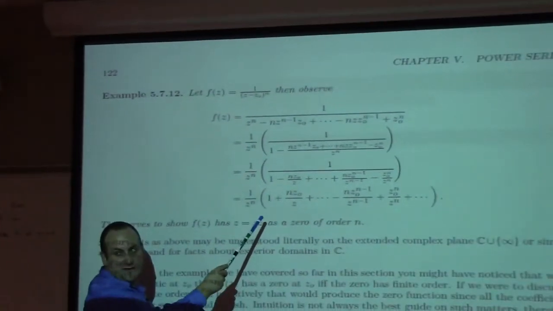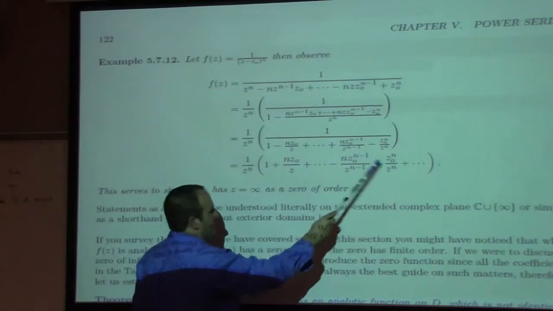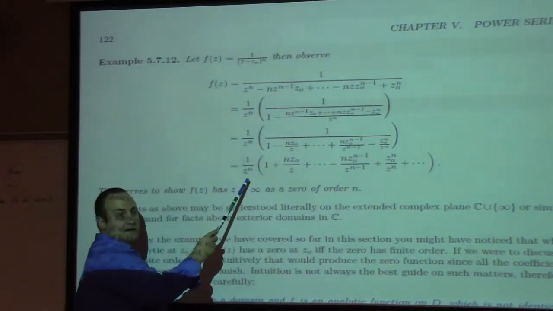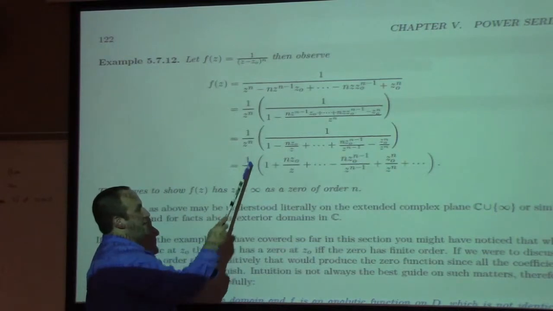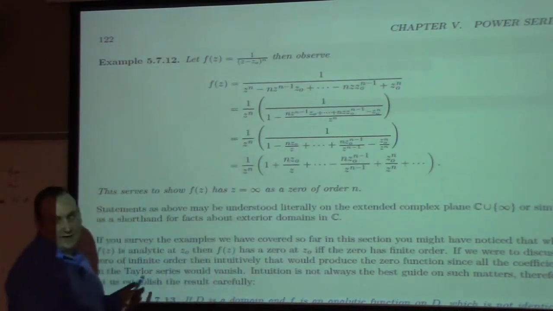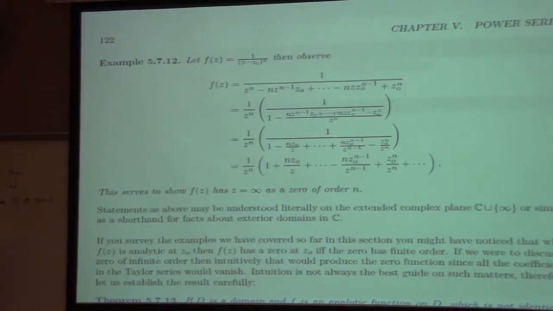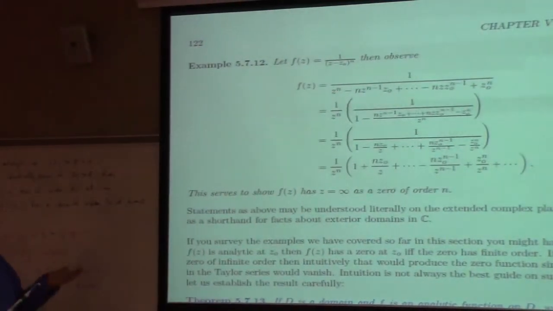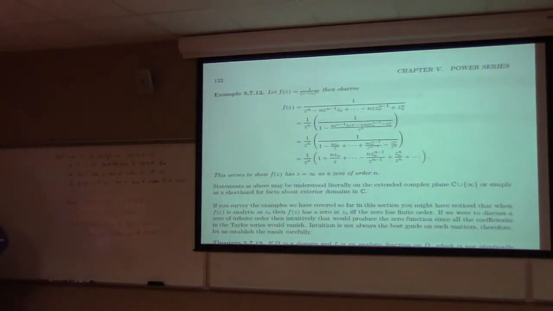I mean, you can kind of just see that intuitively speaking. If I plug infinity into this, I get 0 plus 0 plus 0, and I get a 1 here, right? So all of the thing which is 0 at infinity is captured in this 1 over z to the n power. So this function also has a zero of order n at infinity. It's kind of a generalization of our previous example. All right. Excuse me.